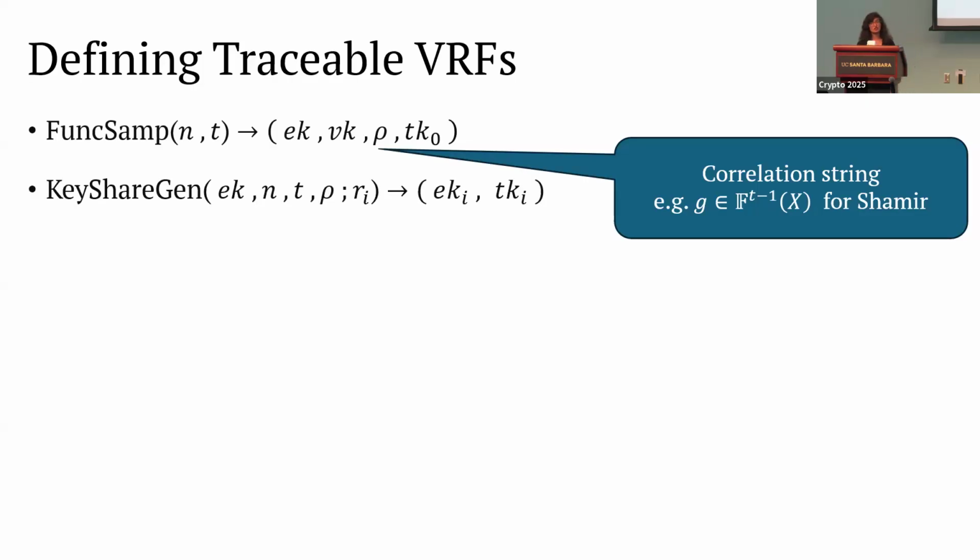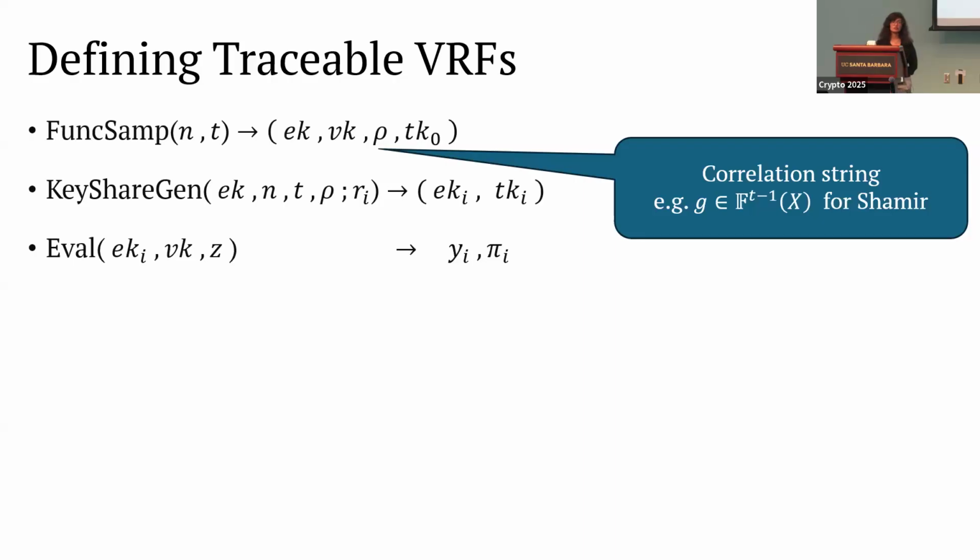Then we have the key share gen algorithm. This takes as input the evaluation key, the number of parties, the threshold, the correlation string rho. And the one main change that we make to the syntax is that the key share gen algorithm only outputs 1 share of the evaluation key. So here I'm getting EKi and a component of the tracing key as well, which is TKi. So if you want to get the secret shares of all n parties, you will essentially run the key share gen algorithm n times.